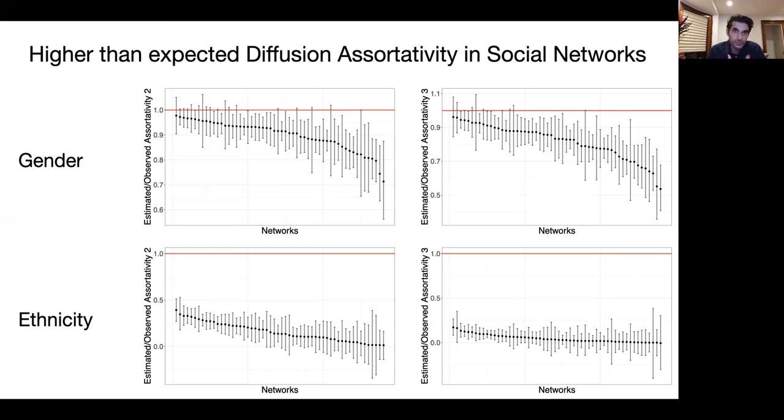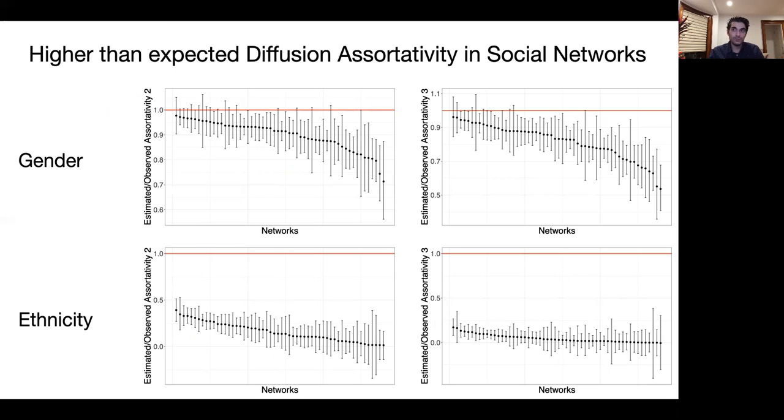Next, we wanted to understand how network structure affects unequal diffusion. We found that most of our network models heavily underestimate the observed level of diffusion assortativity. We can think of diffusion assortativity as the level of homophily, not just on paths of length 1, but on longer diffusion paths. Here we compare the predicted diffusion assortativity against its observed value.